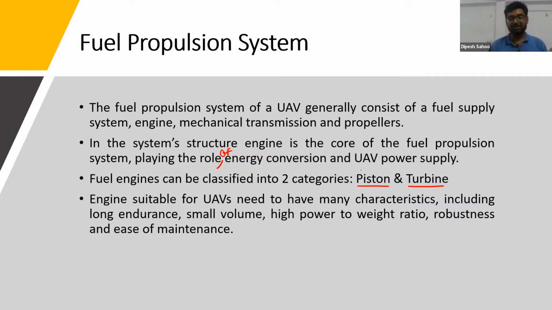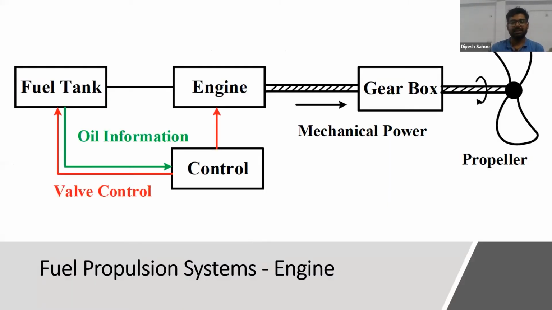Remember, when piston is used, either we have universal joints to run the propellers, or we have a generator that will again run the motors. Engines suitable for UAVs need to have many characteristics, including long endurance, small volume, high power to weight ratio, robustness, and ease of maintenance. Generally, the size of engine for a hybrid drone is a bit small. Its capacity is some 50 cc, 60 cc, is the cubic capacity of those engines. But they have to produce a lot of power with that capacity, and they need to be very robust, and there should be ease of maintenance.